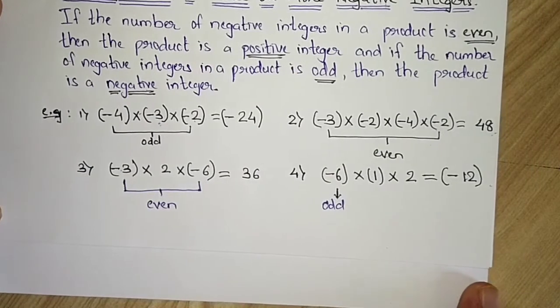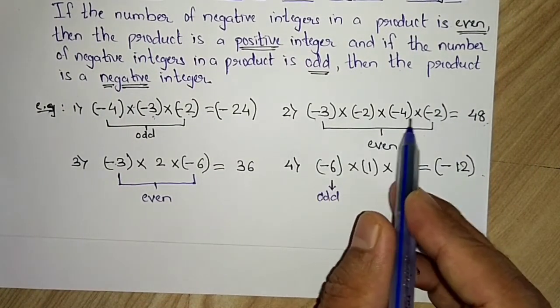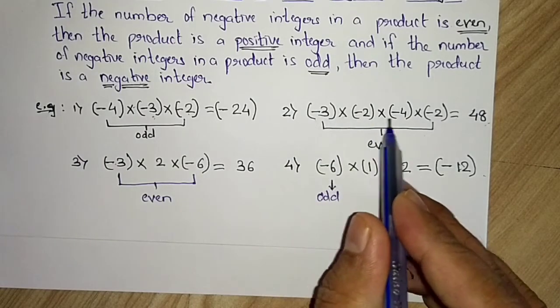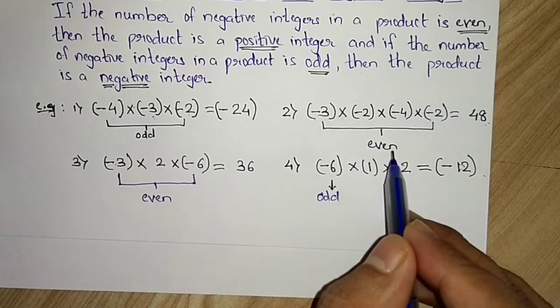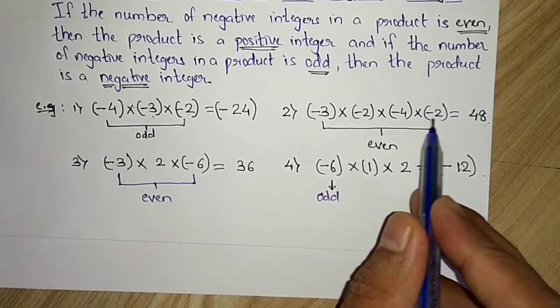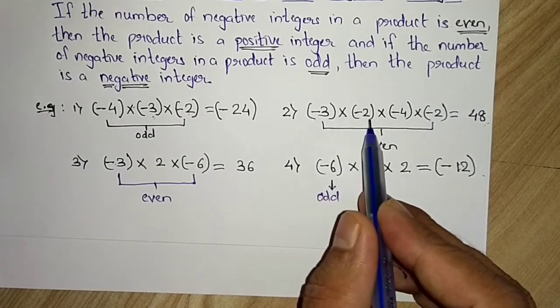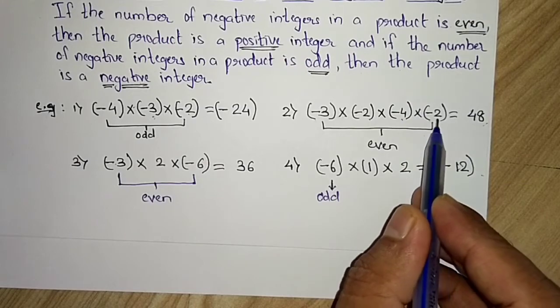Now what if they are even number? Let us check. 1 2 3 4. 4 integers they have given, and 4 is even number, right students? 4 integers, that means even. So what to do? Multiply the whole number. 3 2s are 6, 6 4s are 24, 24 2s are 48.